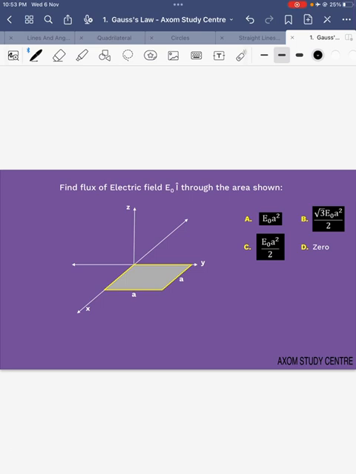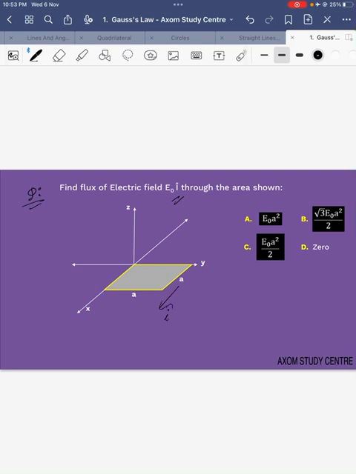Now let us solve one simple numerical based on the explanation I have given. The question is: find the flux of electric field E naught i cap through the area. This i cap means x axis. i cap, j cap, and k cap. i cap means x direction. Here the area is given. The electric field is along i cap, that means along x, so the electric field is along this direction.